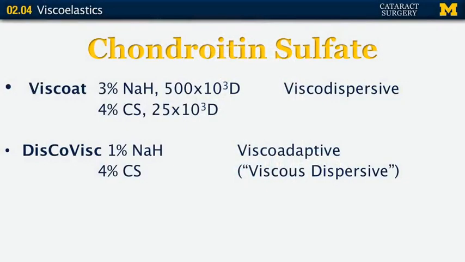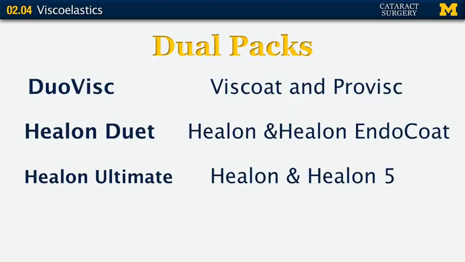Let's move on to chondroitin sulfate and which viscoelastics are created with it. Viscoat is a very common viscodispersive agent. Notice it's low molecular weight and a combination of sodium hyaluronate and chondroitin sulfate. So this is an excellent coater because it's a dispersive. Discovisc was Alcon's answer to Healon 5, and it has both cohesive and dispersive properties, so it is viscoadaptive.